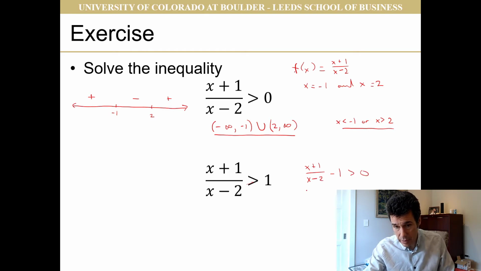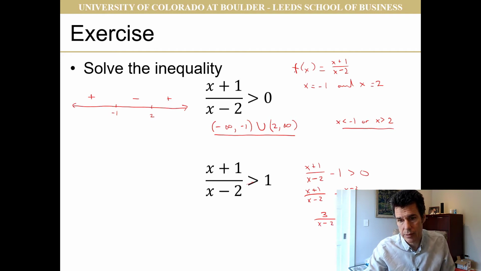And let's keep going. (x plus 1) divided by (x minus 2), minus (x minus 2) over (x minus 2), finding a common denominator, is bigger than 0. In the numerator, x plus 1 minus x minus 2, the x's cancel, and we end up with 3 over (x minus 2) is bigger than 0. Okay, well, the only interesting point now is when x equals 2, which is where the function's discontinuous or not defined.